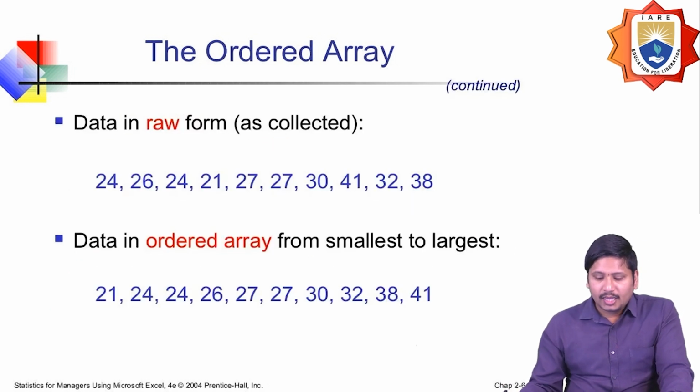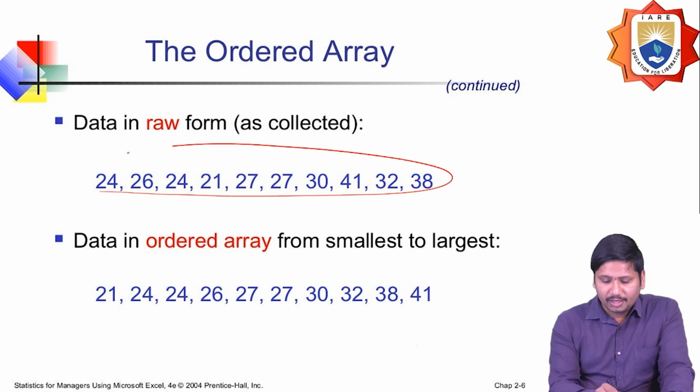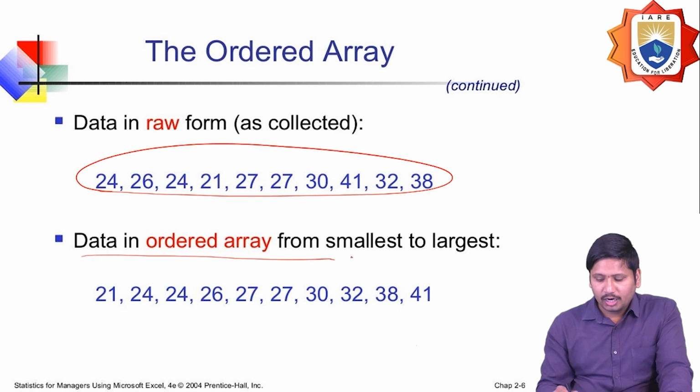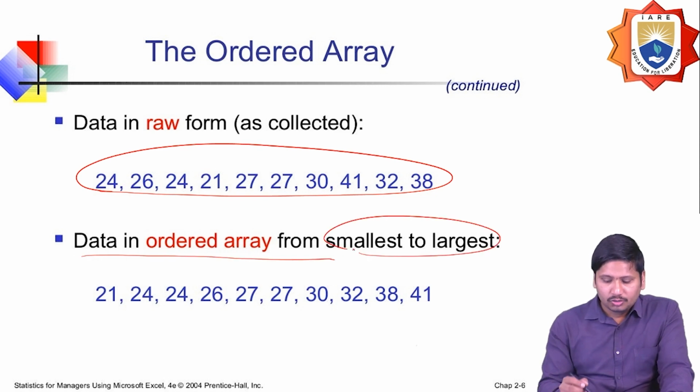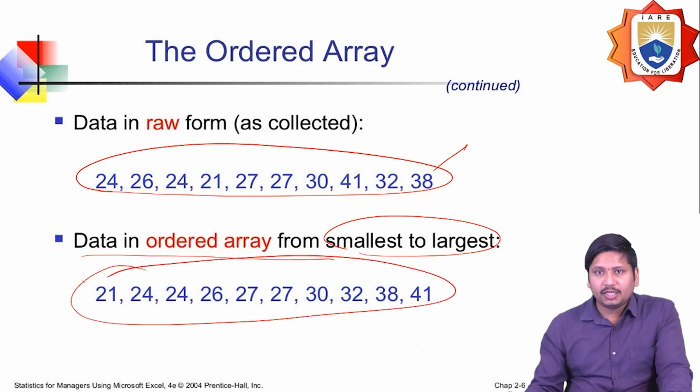So let's take an example. The data we collected will be in raw form. Then what we have to do is make this data an ordered array from smallest to largest. The data we collected should be converted into an ordered array, arranging the data from the smallest to the largest value.